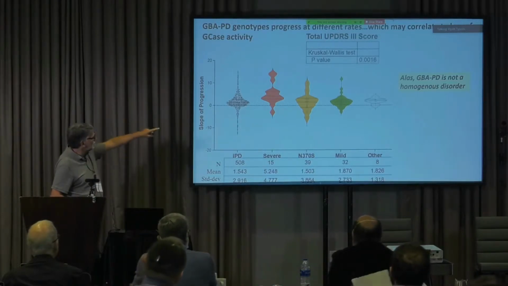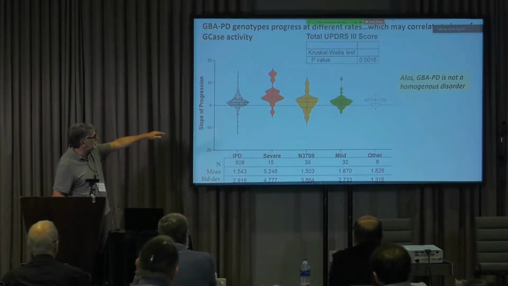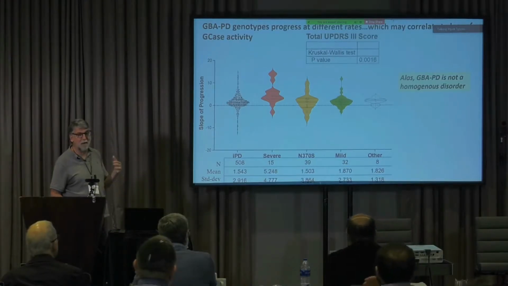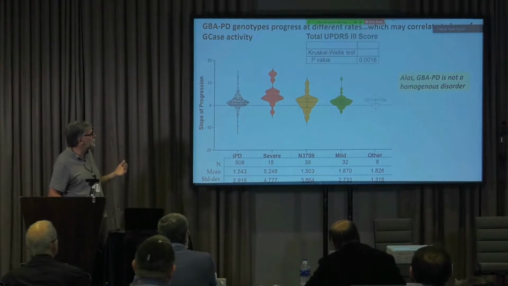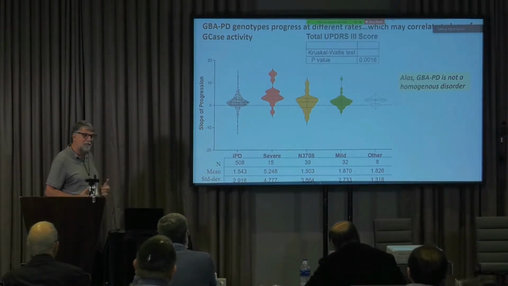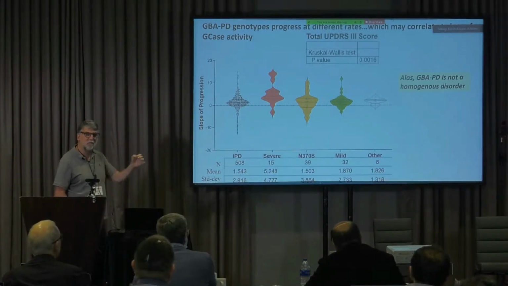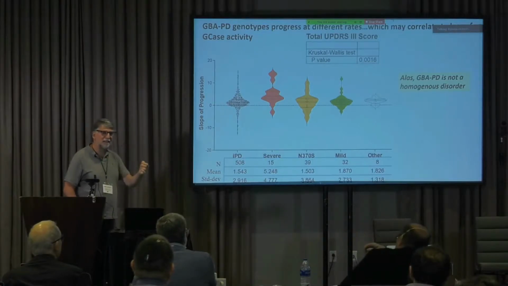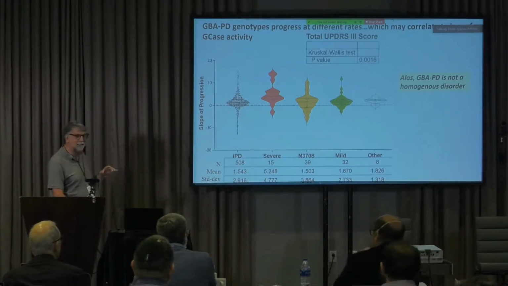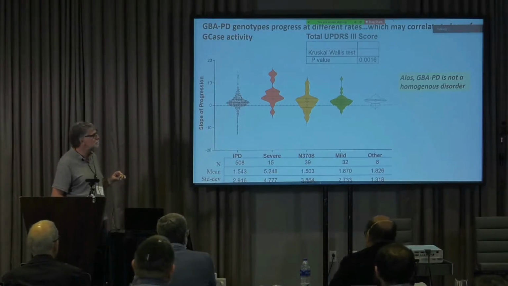So the N370S is a mutation that's very common in Ashkenazi Jews. Some of those patients progress more rapidly, some progress more slowly than an idiopathic Parkinson's patient. So it turns out to be much more complicated. And we thought that the rate of progression would correlate directly with the loss of function, that is, the more loss of function, the faster rate of progression. That's not necessarily always true.